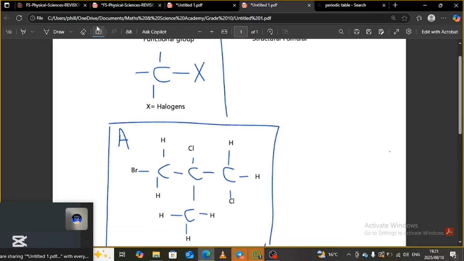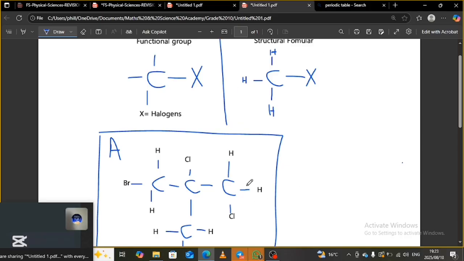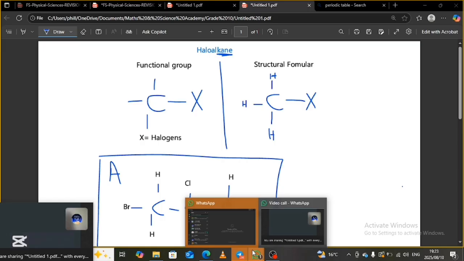So the structural formula shows everything, whereas the functional group shows only the lines without the hydrogen atoms. So just to play around, I'm going to draw a structural formula representing the difference between a structural formula and a functional group. A structural formula actually shows the H's, whereas the functional group doesn't show the H's, and X represents any halogen that can be there in the organic compound.